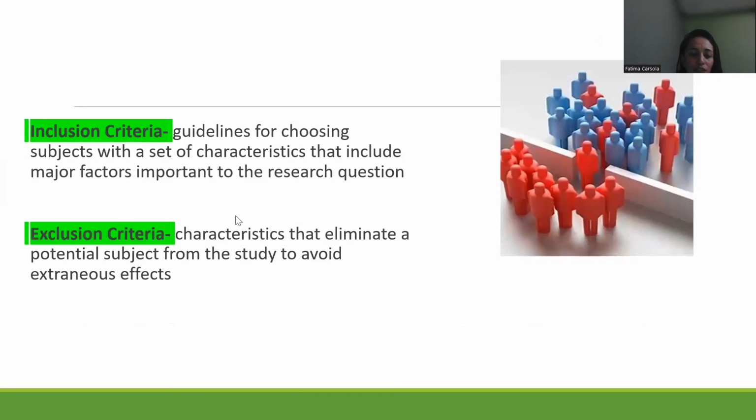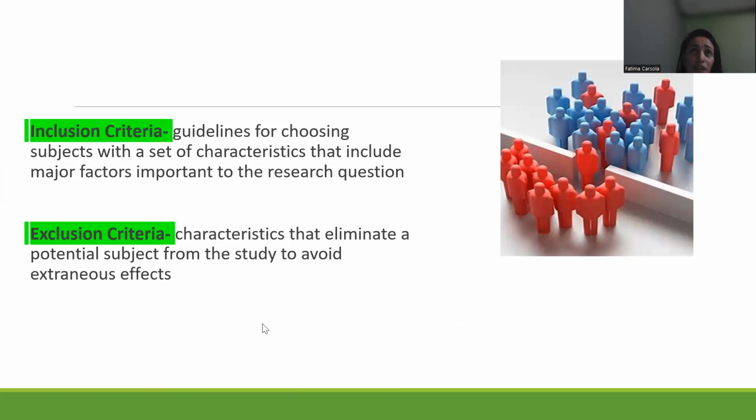We have here what we call inclusion criteria. Of course, these are the characteristics of the participants or respondents that you will be involving in your study. And exclusion criteria are the characteristics that eliminate a potential subject from the study to avoid extraneous effects.